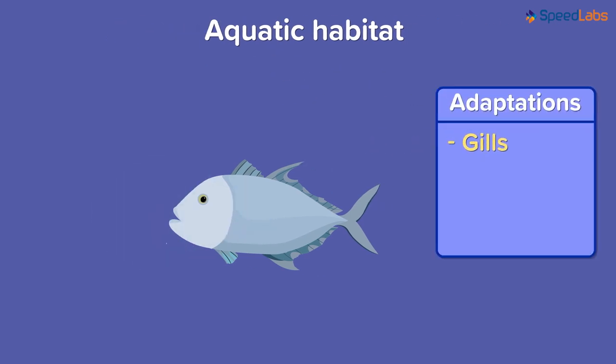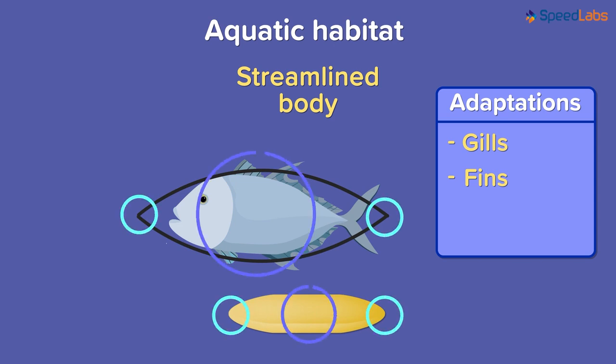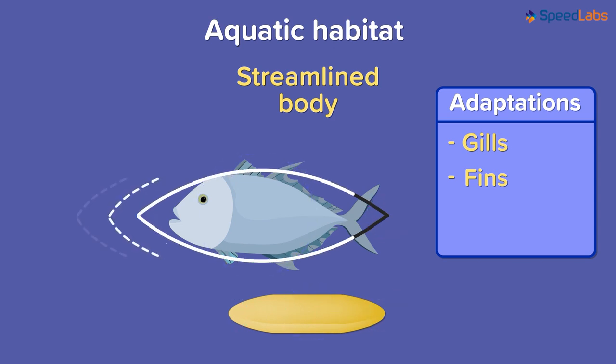The next adaptation is the presence of fins. Fins are the limb-like structures present in fish. How are they useful as an adaptation? The principal function of fins is to help the fish swim and propel their body ahead. And lastly, the body shape. If you look closely, fish possess a streamlined body which helps them swim in water. Streamlined body means a shape like this, tapering at ends and bulged at the center. So this type of shape helps to cut through the water and move effortlessly.